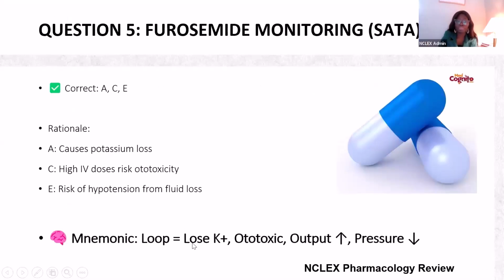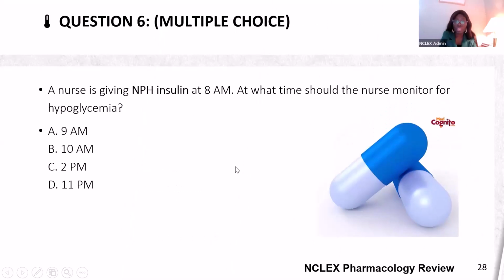So always remember, it's a loop diuretic. So they're losing potassium. Ototoxicity. Their output increases, so they are peeing a lot. And then their blood pressure will also drop. Hypotension. So hypokalemia, hypotension, ototoxicity. Do not forget this.